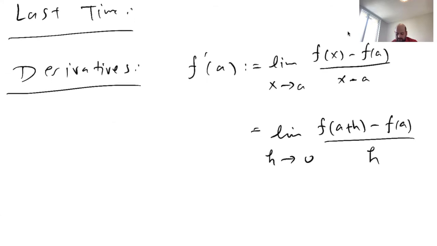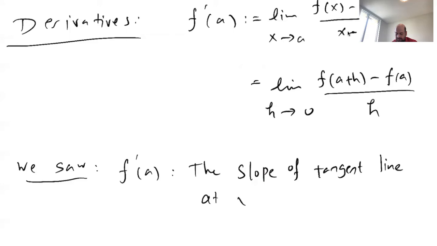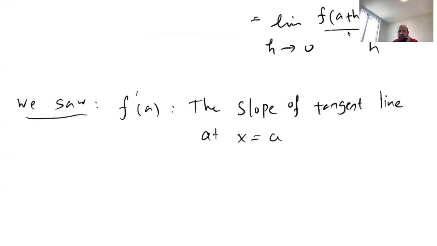And we saw that f prime of a represents the slope of the tangent line at x equals a. Right?